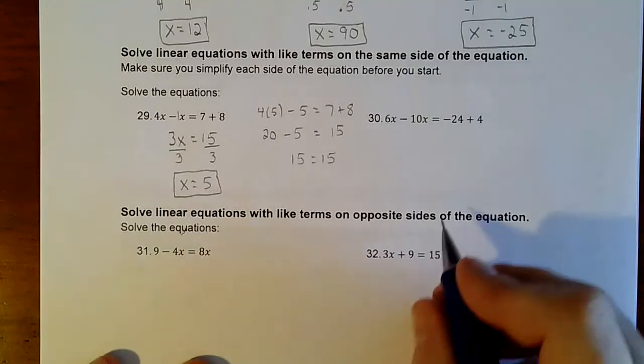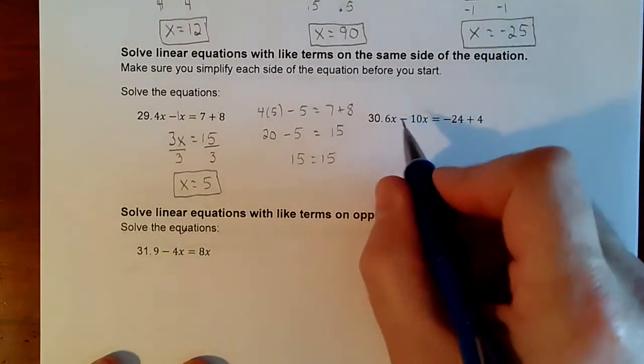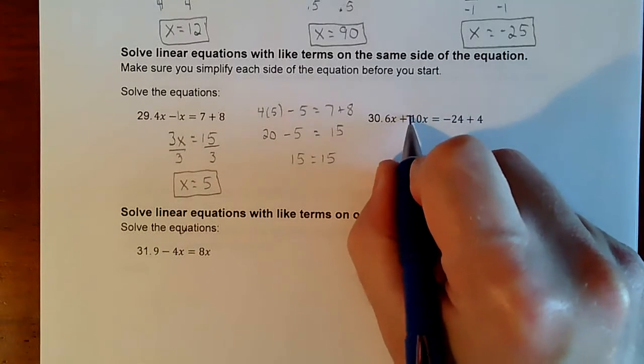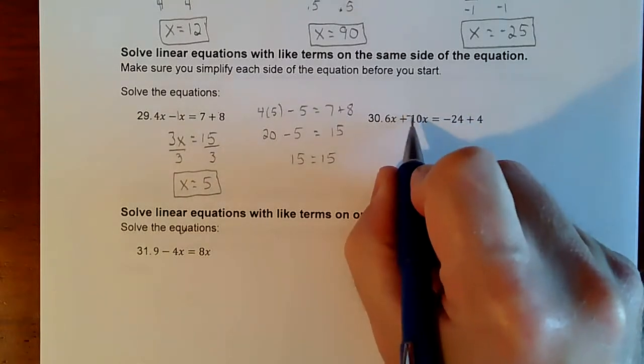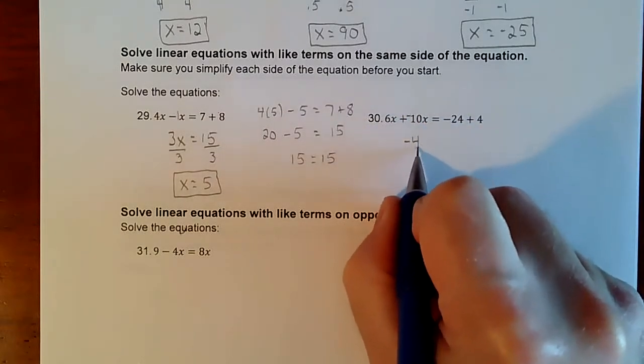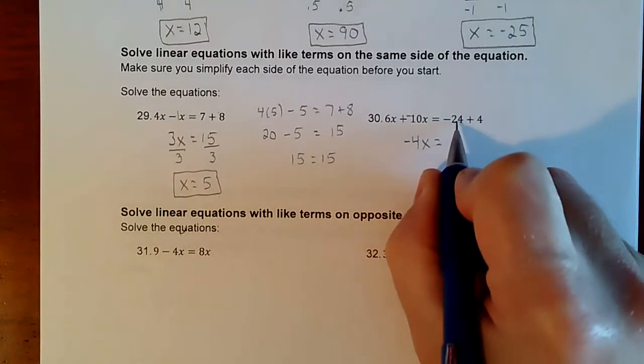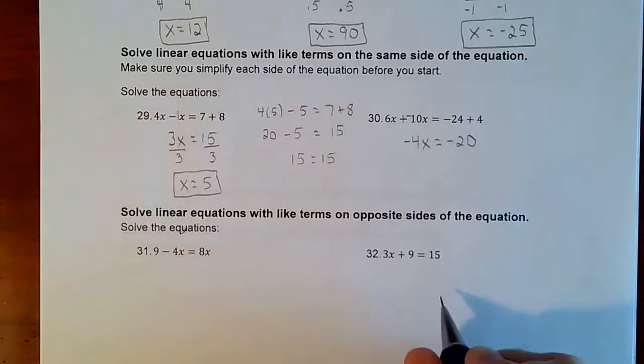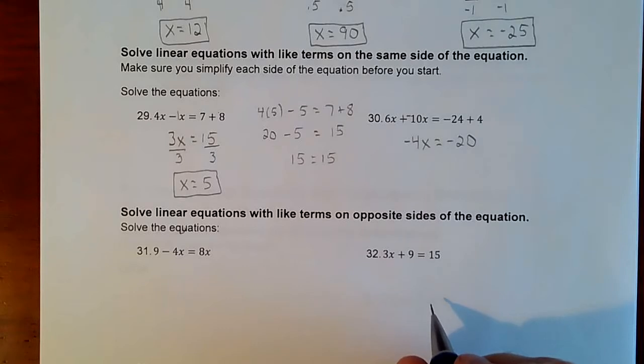Okay. So here we have some like terms. I have a 6x minus a 10x. I personally add the opposite. So I have more negatives than positives by 4. So I have a -4x. Here I have more negatives than positives by 20. Okay, so that's me cleaning it up, combining my like terms.